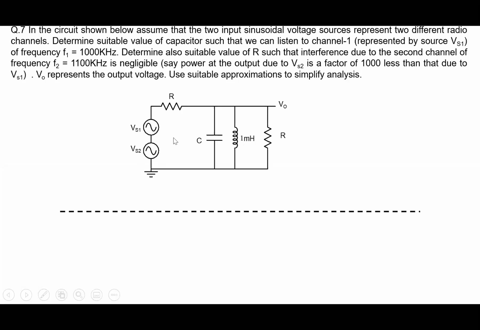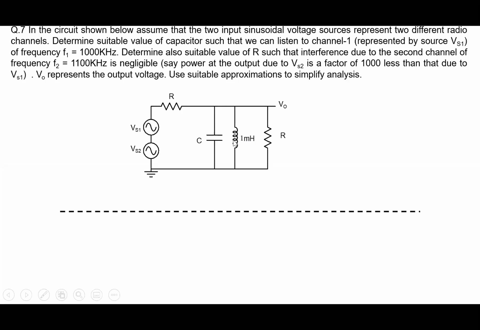So what we want is a design to accept channel 1 and reject channel 2. Note that when you are exciting a circuit with 2 different sinusoids of 2 different frequencies, when you convert into a phasor circuit, there would be 2 different phasor circuits. When you are looking at VS1 with frequency of 1 megahertz, then of course you'll use omega 1 and calculate the impedance of capacitance and inductance according to omega 1. When you're looking at VS2, then you'll calculate according to omega 2.